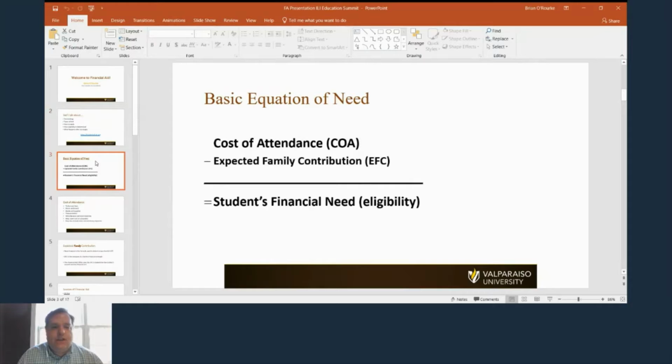So financial aid. The basic structure of financial aid, how it works overall, is your equation of need is cost of attendance minus your expected family contribution, or what's called an EFC, equals your eligibility for aid. So let's unpack that a little bit and see what we're talking about when we talk about those three things.